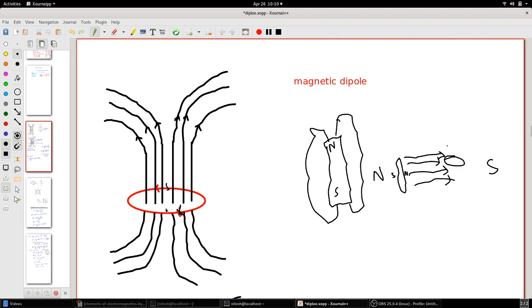The current loop here acts like a magnetic dipole with a north pole and a south pole. If you look from here, the flux lines look like they originate from the top of the loop and terminate at the bottom of the loop. So the top face of the loop becomes the north pole, and the bottom face becomes the south pole.